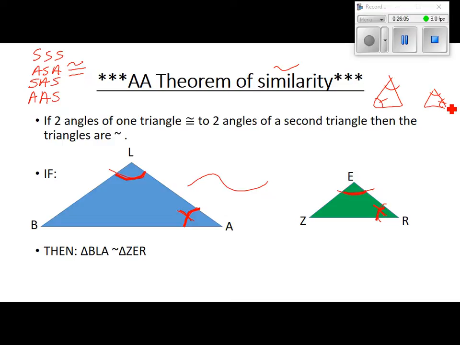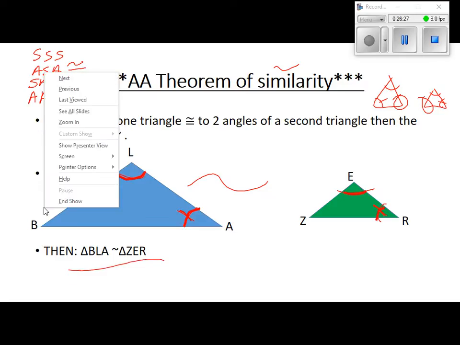What do we know about this third pair of angles right here? They're congruent. We had a theorem earlier this year called the third angle theorem. Remember that? If two angles in this triangle are congruent to two angles in this triangle, what do you know about the third pair of angles? They got to be congruent. Somebody read this bottom thing here to me. Triangle BLA is similar to CPR. Laser.